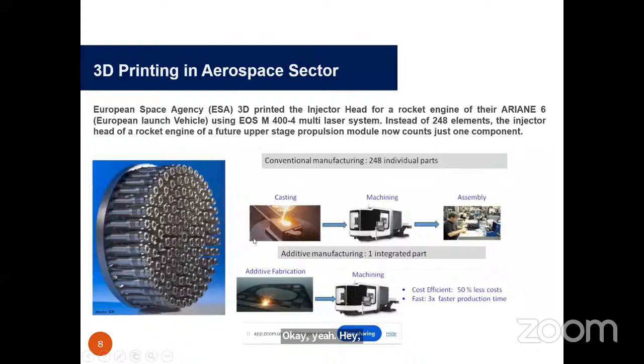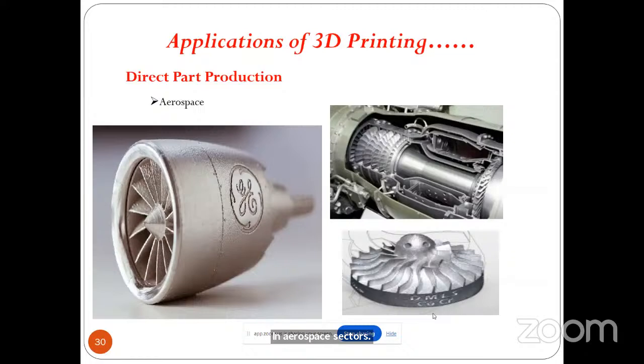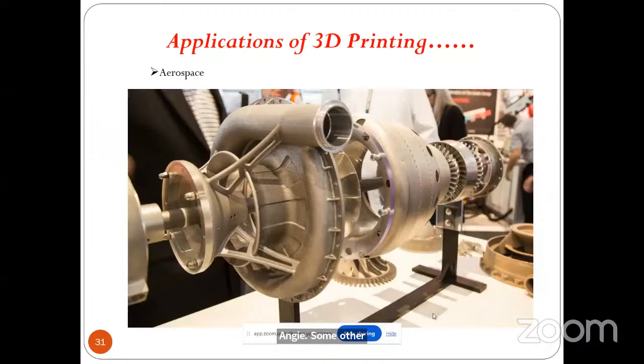So here in this particular injector head, it actually has 248 individual components. By using this additive manufacturing technology, we can integrate them into a single one. So automatically 50% of the cost is reduced, assembly line cost is also reduced, and assembly time is reduced. So it has 3 times faster production, which is the main advantage in aerospace sectors. These are some components, engine, combustion chamber, and some other parts that we can directly print using these technologies.